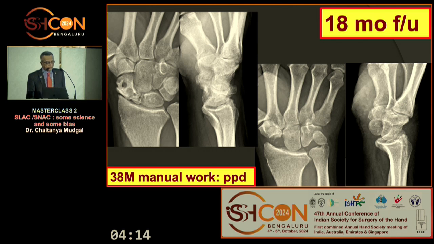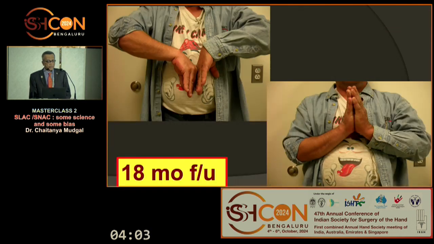So here's a 38-year-old manual worker with a stage 3. He smokes a pack of cigarettes a day. There's no way I'm doing an osteosynthesis on him. So he was a good candidate for a PRC, and here he's at 18 months with a reasonable outcome, after which I lost him.